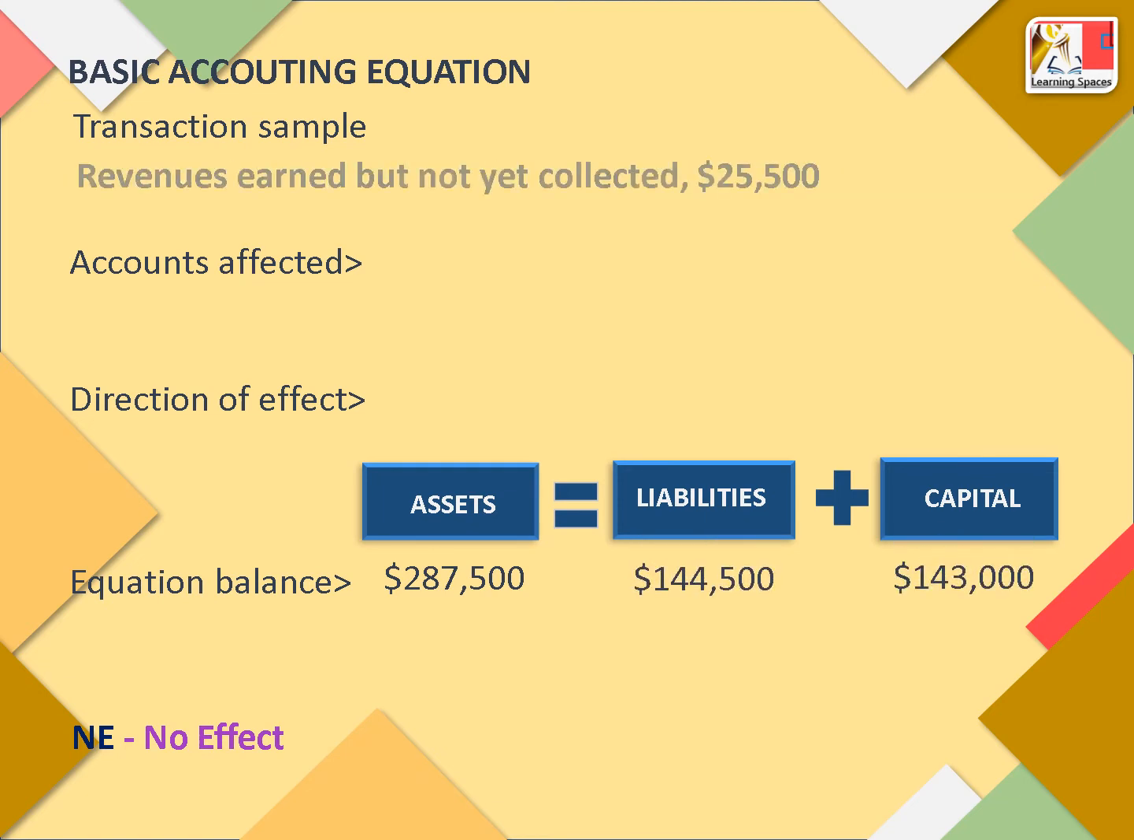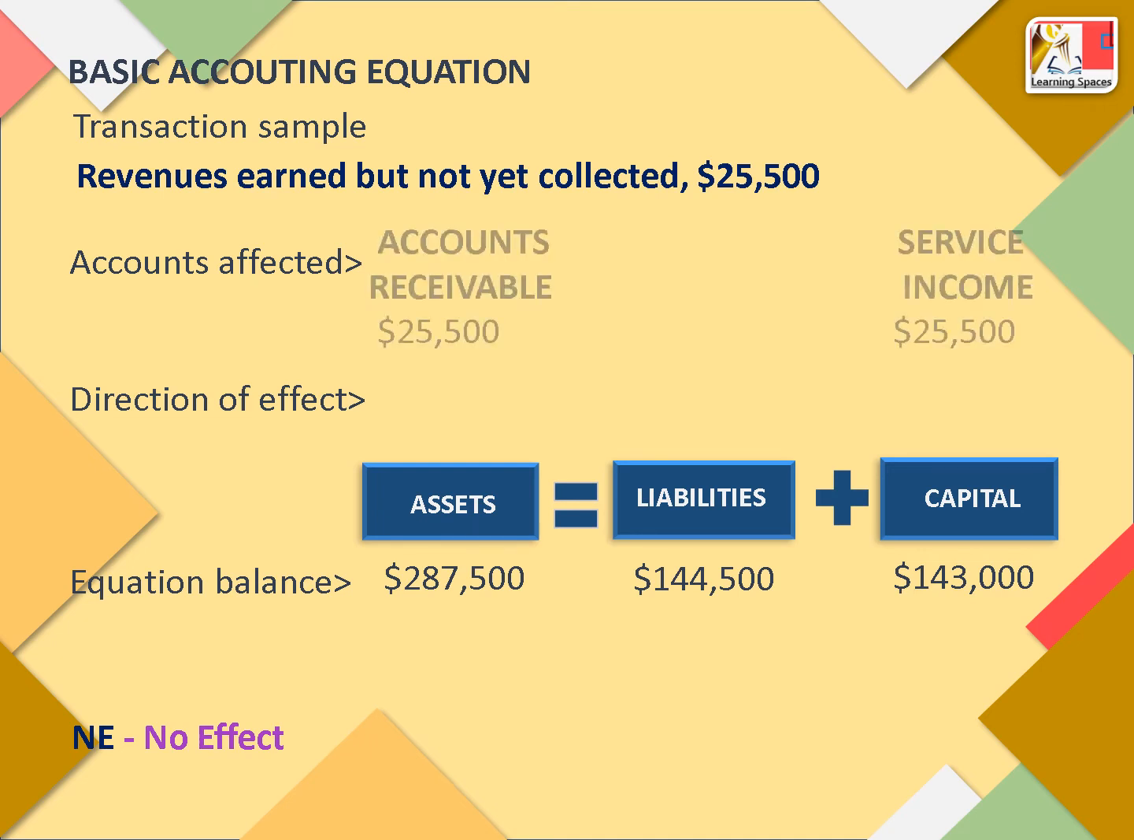Shifting to revenues this time, a client, for example, is billed for services that are already completed. This will be an addition to assets in the form of accounts receivable and an addition to capital in the form of service income.